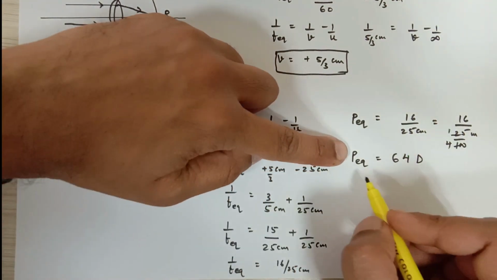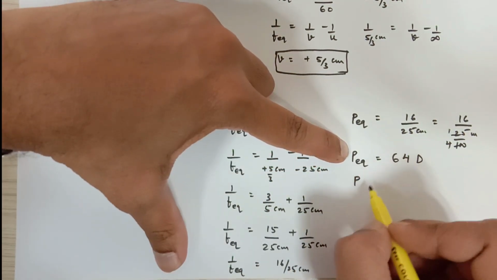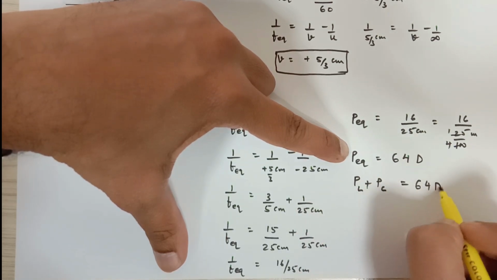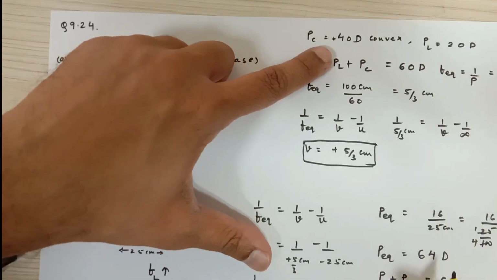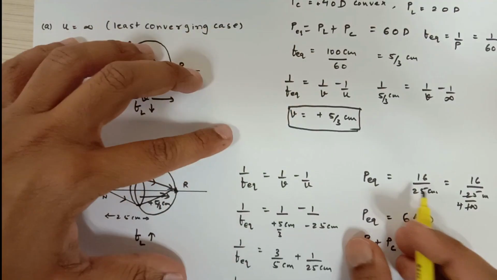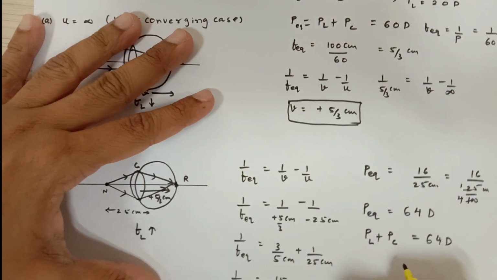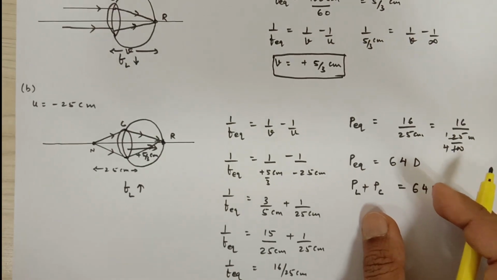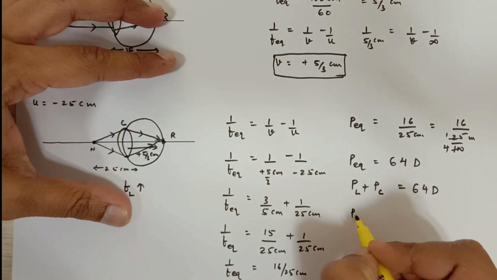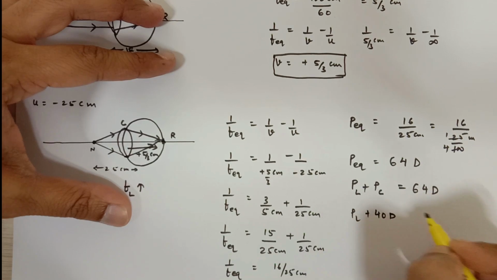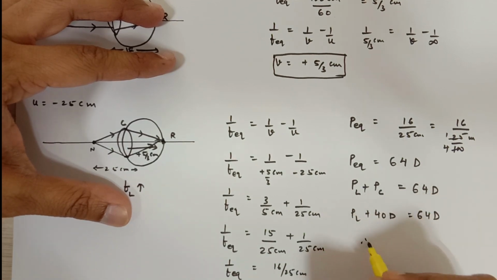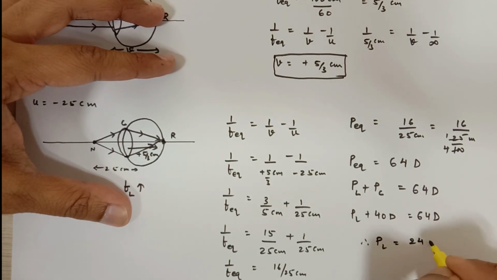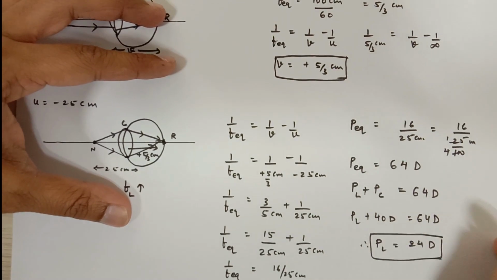Now I know this is the equivalent power. In this equivalent power, the power of the lens and the power of the cornea are combined together. And the power of the cornea, we already know, is 40 diopters. It is not going to change. So the power of the lens plus 40 diopters is 64 diopters. Therefore the power of the lens is equal to 24 diopters. So this is what we were supposed to find.